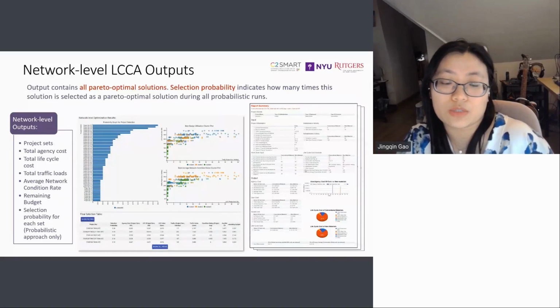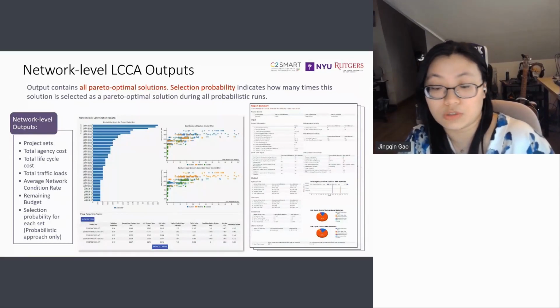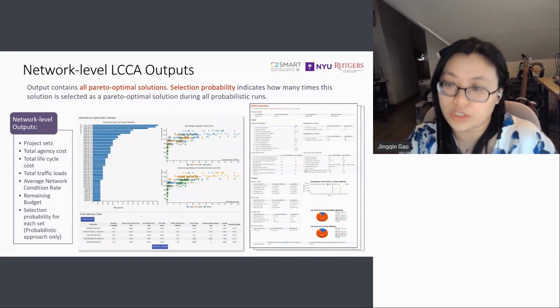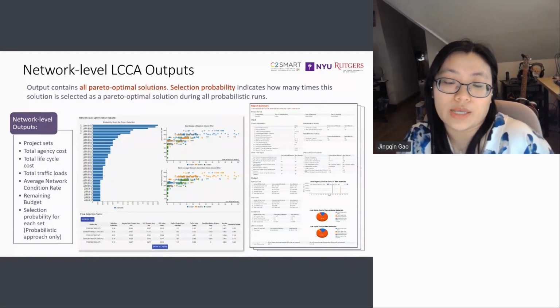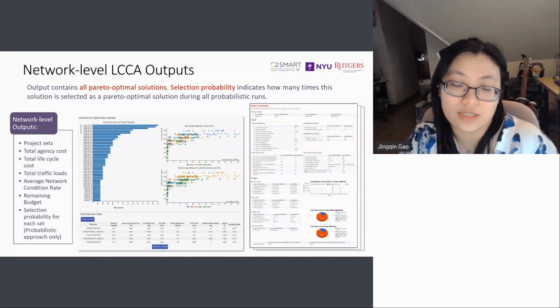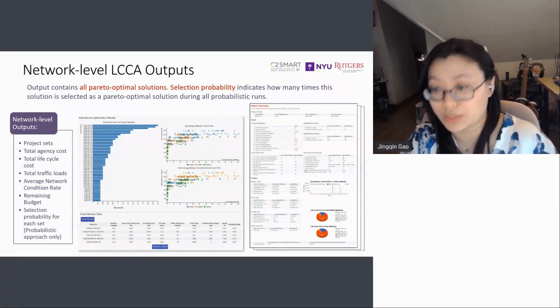So on the left, it provides the network level output, and on the right is how the final report looks like. The network level output contains all parallel optimal solutions. These are equally good solutions. And what we do is provide the selection probability, which indicates how many times this optimum project set is selected as a Pareto optimal solution during all probabilistic runs.